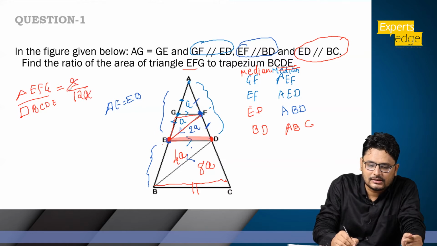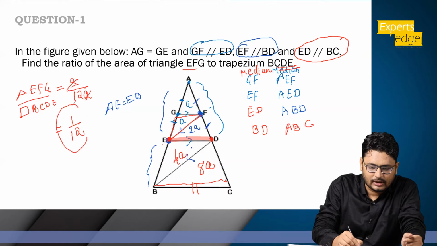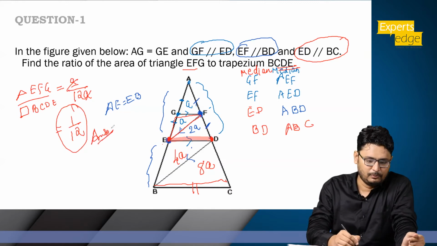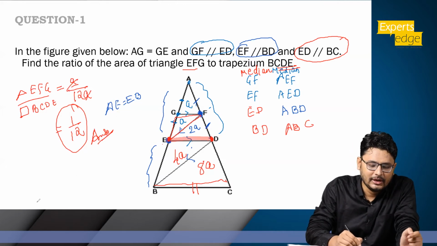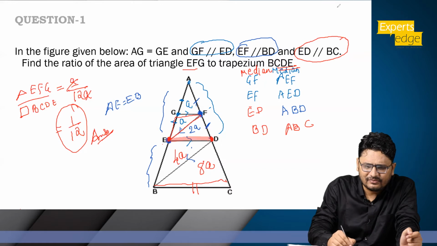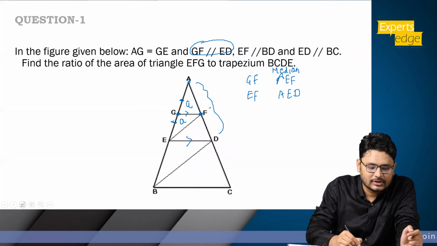So this A cancels out. So what is the ratio of it? Answer is 1/12. Okay. So I hope this particular point is clear, that median divides a triangle into two equal halves. Okay. A simple concept coupled with midpoint theorem. Now let's move to the next question.